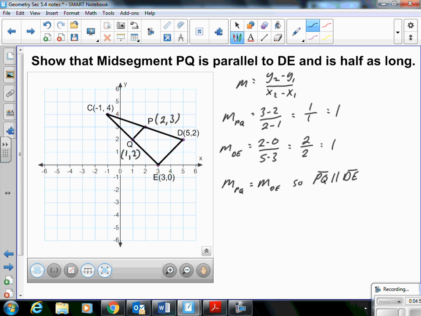Next thing we need to do is show that PQ is half as long as DE. So now we need to switch to a different formula. We're going to use the distance formula to figure out the lengths of those two segments. So d equals the square root of x2 minus x1 squared plus y2 minus y1 squared.